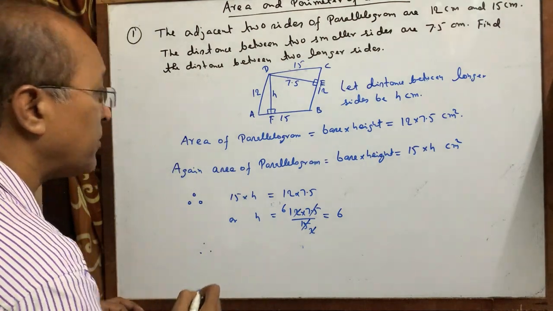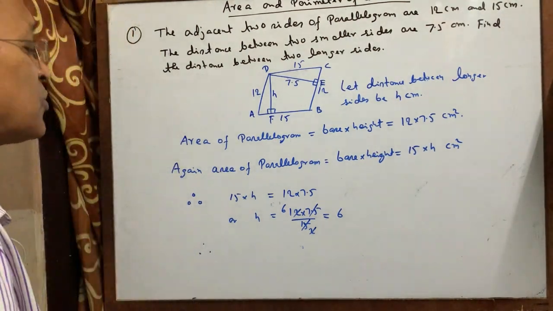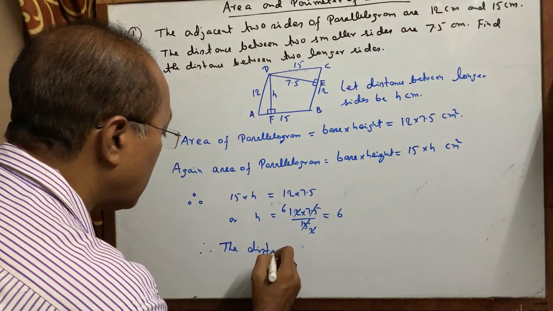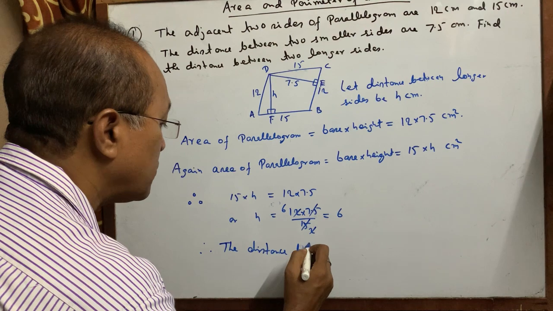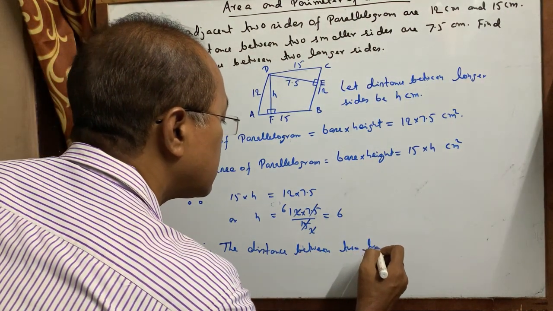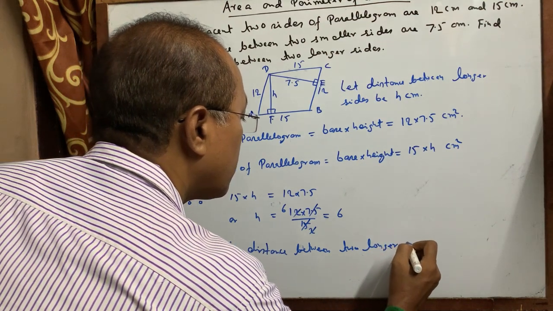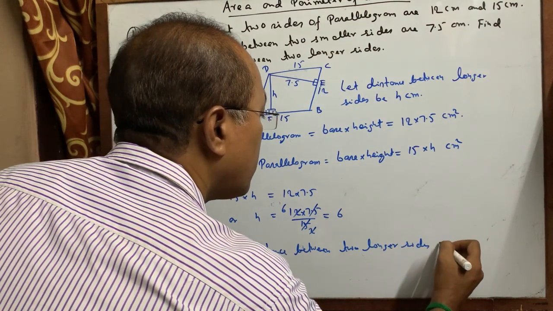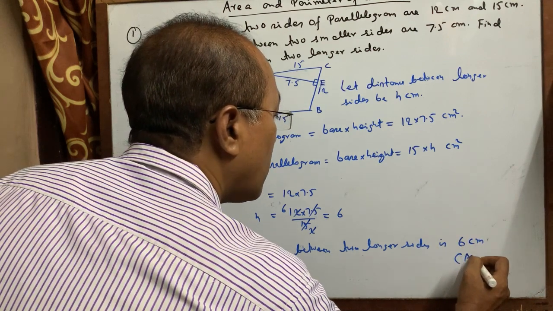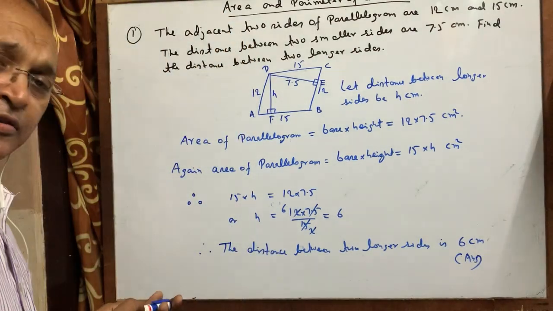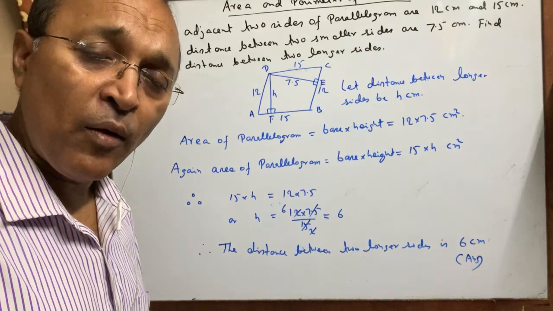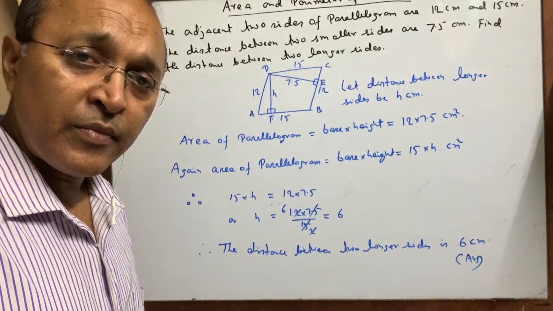Therefore, the distance between two longer sides is 6 centimeter, and this will be our answer. So in two ways we have found the area of parallelogram.